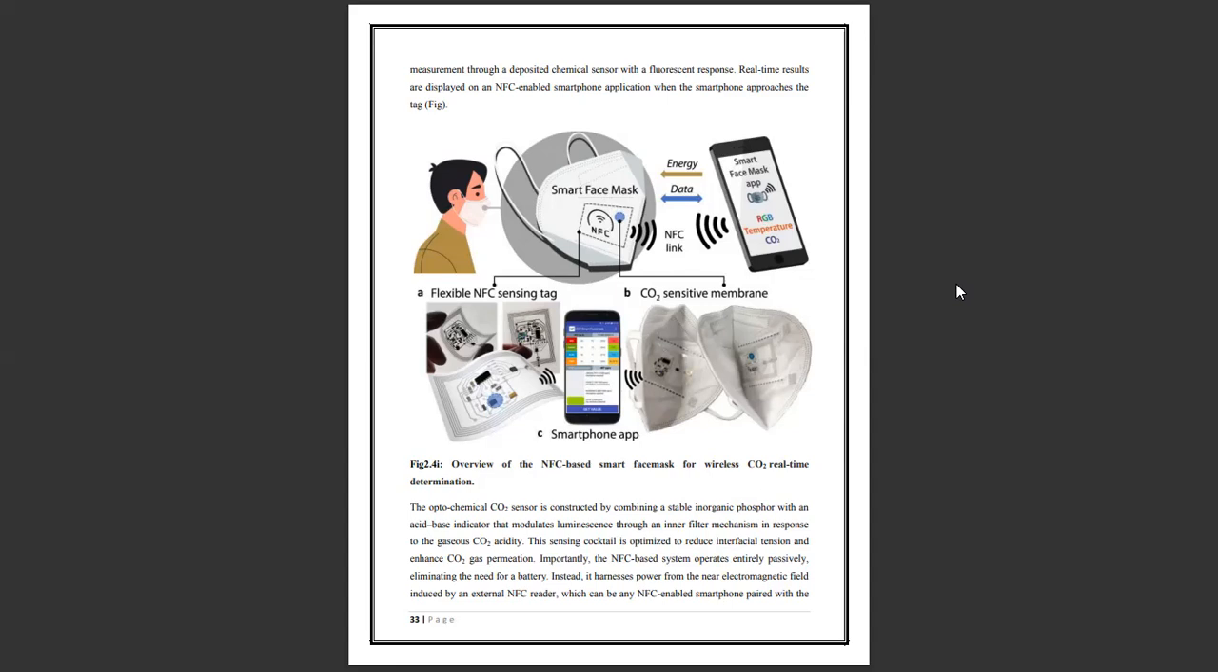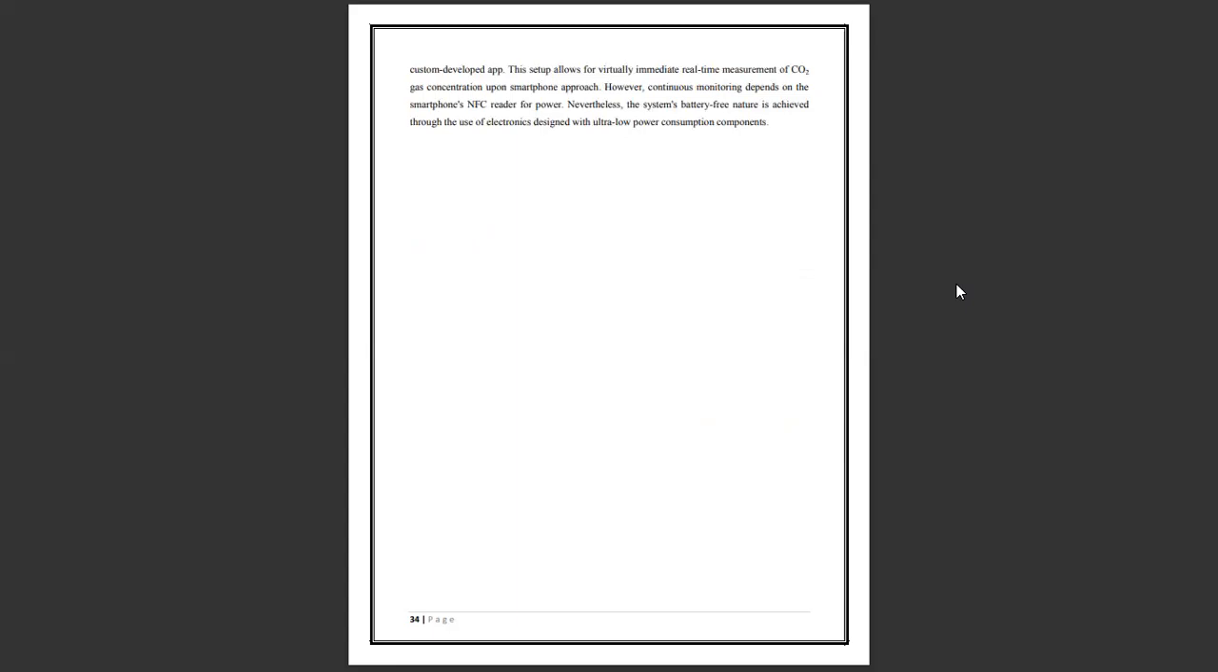Instead, it harnesses power from the near electromagnetic field induced by an external NFC reader, which can be any NFC-enabled smartphone paired with a custom-developed app. This setup allows for virtually immediate real-time measurement of carbon dioxide gas concentration upon smartphone approach. However, the continuous monitoring depends on the smartphone's NFC reader for power. Nevertheless, the system's battery-free nature is achieved through the use of electronics designed with ultra-low power consumption components.